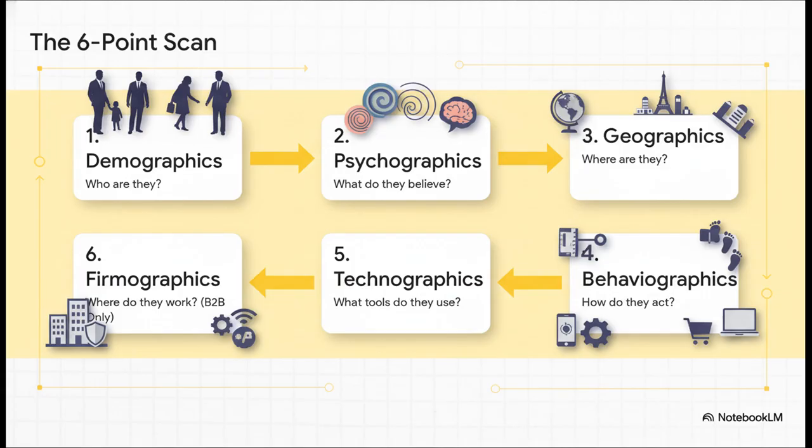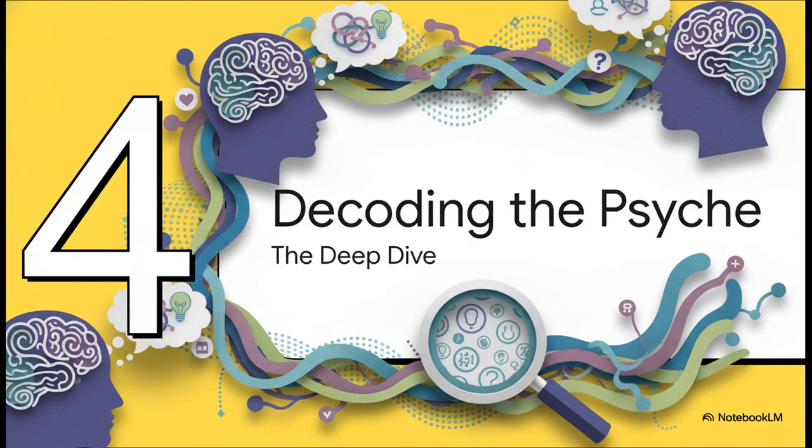It builds this 360-degree profile by looking at everything from demographics, who are they, and psychographics, what do they actually believe, all the way to technographics, what tools and tech are they using. And for a B2B audience, it even pulls in firmographics to understand their work life. This whole step creates the complete factual foundation before the real deep dive begins. But that factual profile, that's really just the beginning. Now the AI goes deeper. And this is where it gets really, really interesting. It shifts from just looking at data points to actually decoding the human psyche.